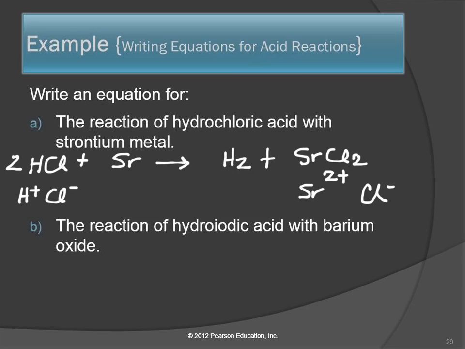Reaction of hydroiodic acid with barium oxide. Hydroiodic, when you see the prefix hydro on an acid, that means it's just hydrogen and an anion. It's not an oxy acid with oxygen in there. So this is going to be HI with barium oxide. So barium forms a 2+ ion because it's in group 2. Oxygen forms an O2- ion, and so barium oxide is just BaO.